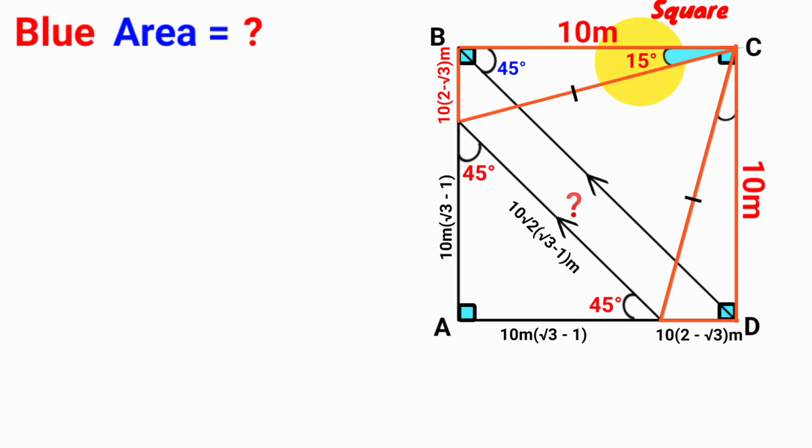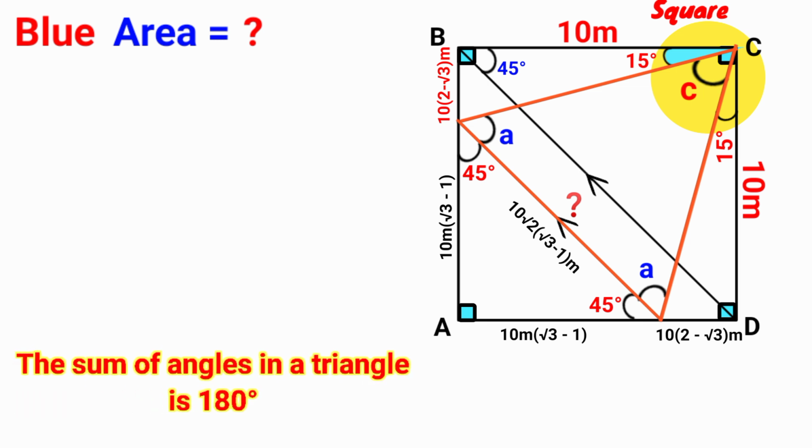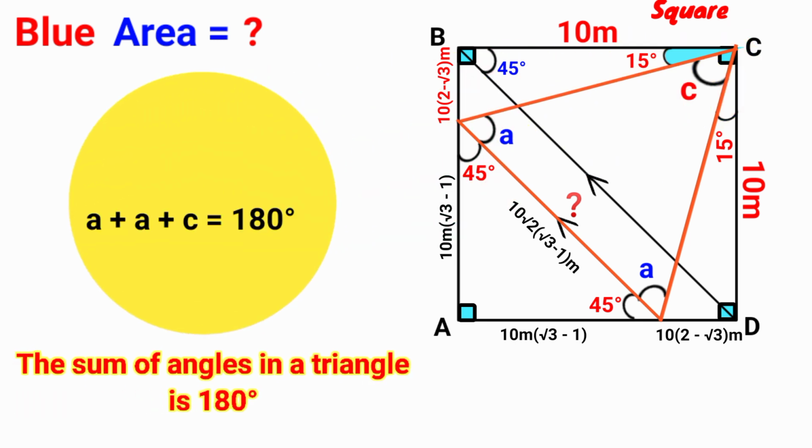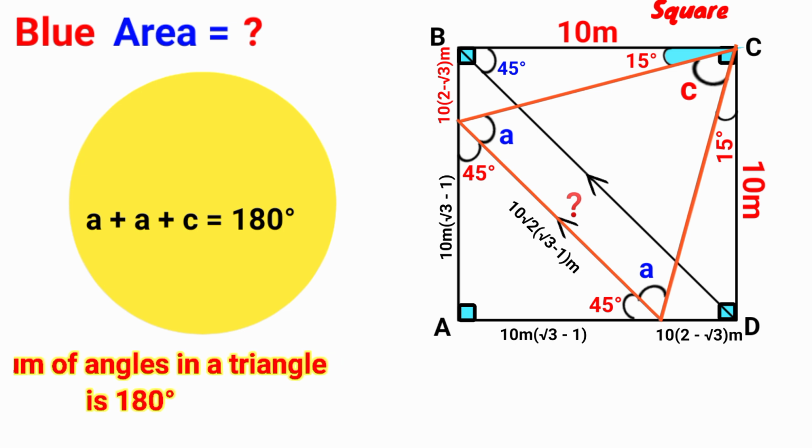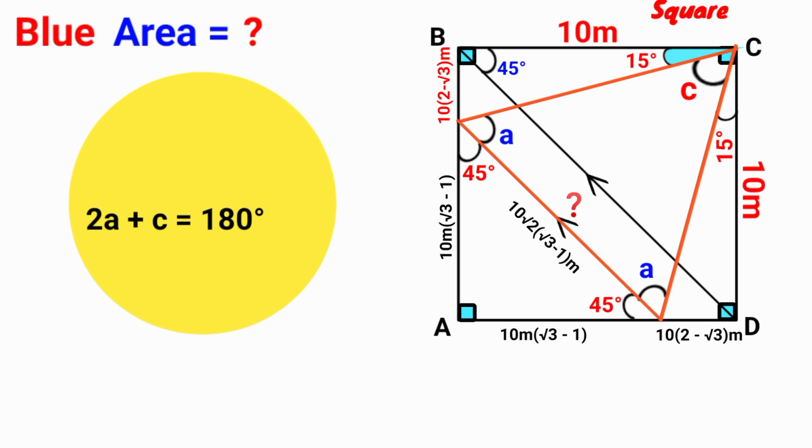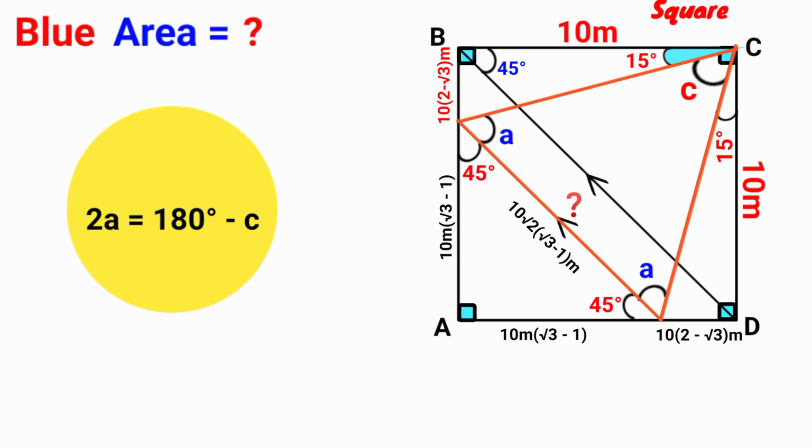So since this is 15 degrees, this must also be 15 degrees. Now from this triangle, since this side and this side are equal, this angle and this must be congruent. Assume their sizes to be A each. If we let this be C, based on the rule that the summation of angles in a triangle is 180 degrees, A plus A plus C equal to 180. A plus A is 2A. Take C to the right. So 2A equal to 180 minus C.